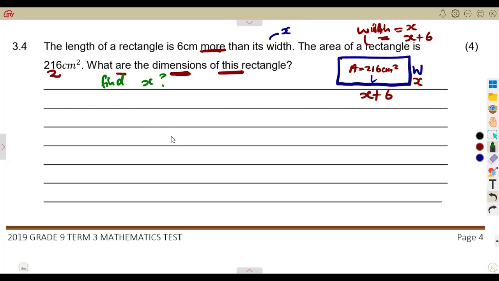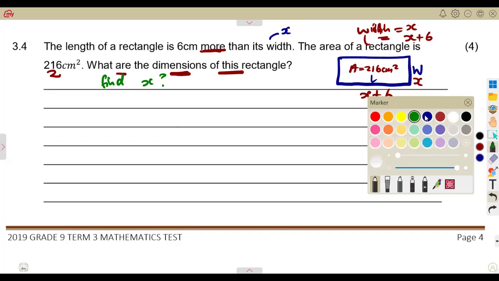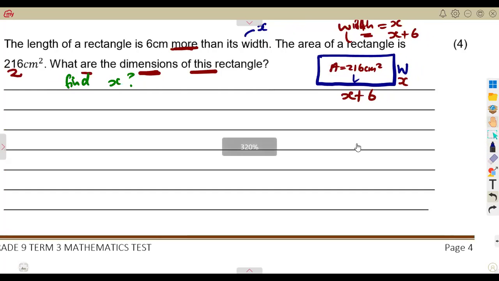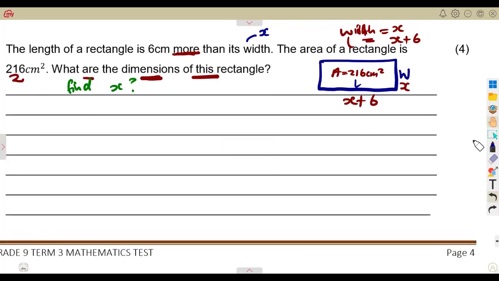It's a word problem, this one. In order for us to find x, we must use the given information to form an equation, because we need to solve for x. So we are going to form an equation from what we are given. What are we given? Area. Area of a rectangle is length times width. The area is given as 216, the length as x plus 6, and the width as x, so these two are equal. That's you formed an equation.